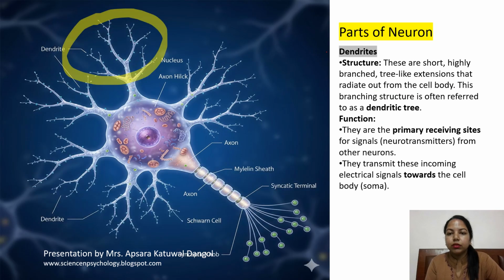Firstly, we are going to discuss the dendrite. You can see in the figure as well. These are short, highly branched tree-like extensions that radiate out from the cell body. As in the previous slide, this is the cell body, and these dendrites are radiating from it. So we can also call it the dendritic tree. Its major function is to receive signals and transmit those signals towards the cell body.